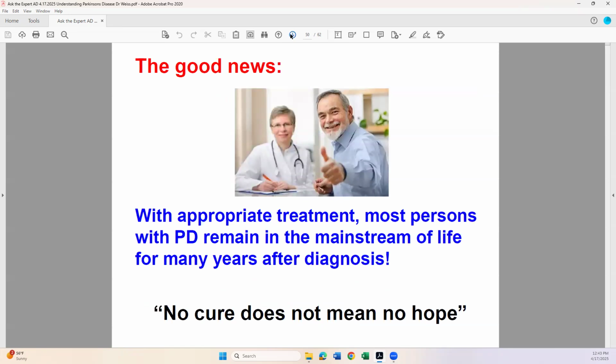But the good news is, with appropriate treatment, most patients with Parkinson's disease do remain in the mainstream of life for many, many years after the diagnosis. And, although we don't have a cure, Michael J. Fox always comments that no cure does not mean that there's no hope, because we can keep most people pretty active in the mainstream of life for quite a while.